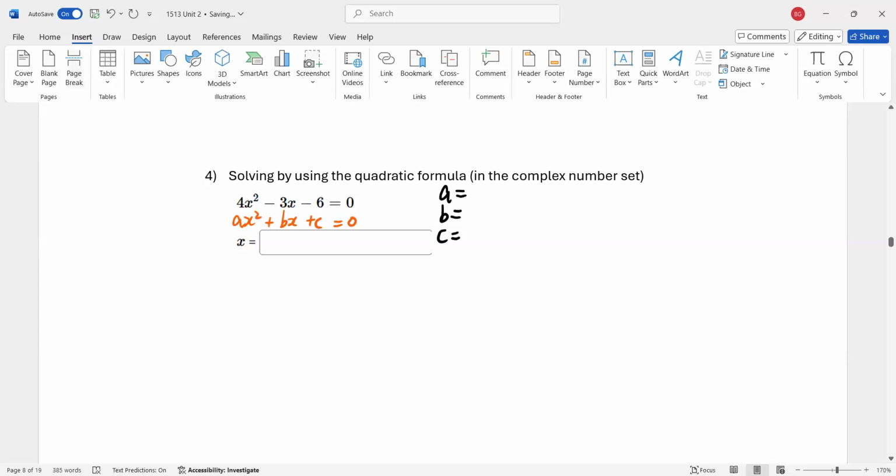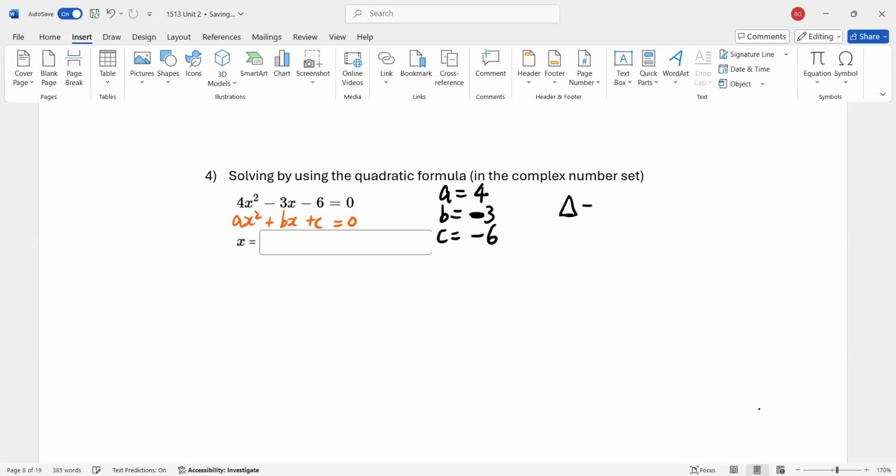What is A, guys? 4. What is B? -3. Thank you. It's a negative. Appreciate that. It's important you include the sign. All right, very important. And C is -6. Perfect. And now we'll do the delta.